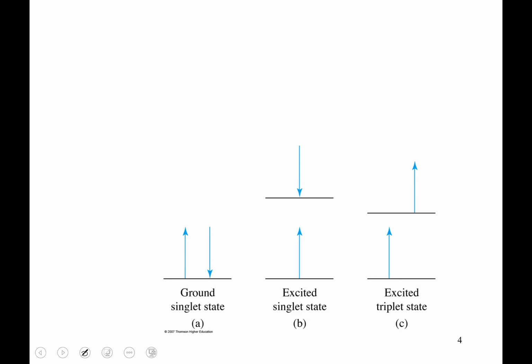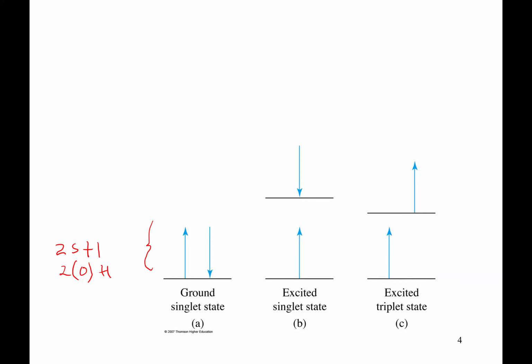Spin multiplicity, as you all know, is simply given as 2S plus 1. So for the ground state here it is 2 times 0 plus 1, which is 1, and that's why it's called a singlet. This is the singlet because the electrons are in one orbital, and remember, that's what happens.